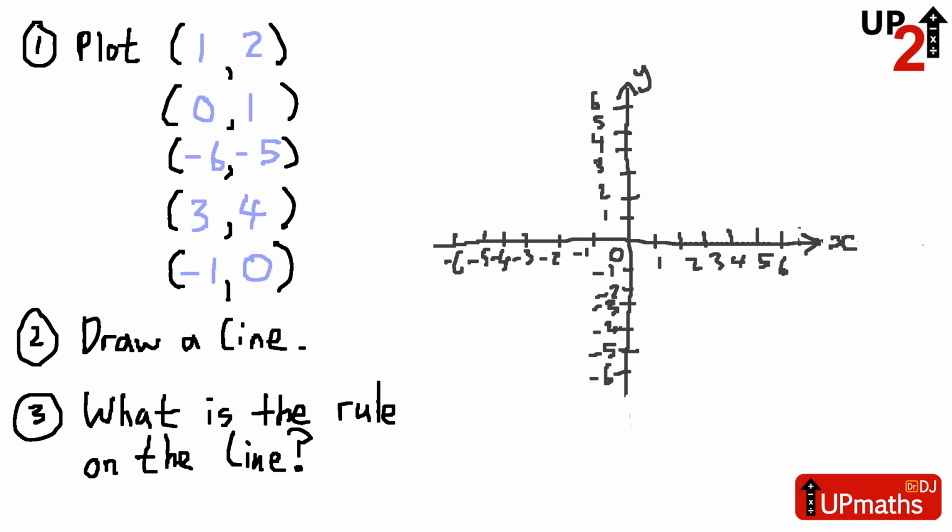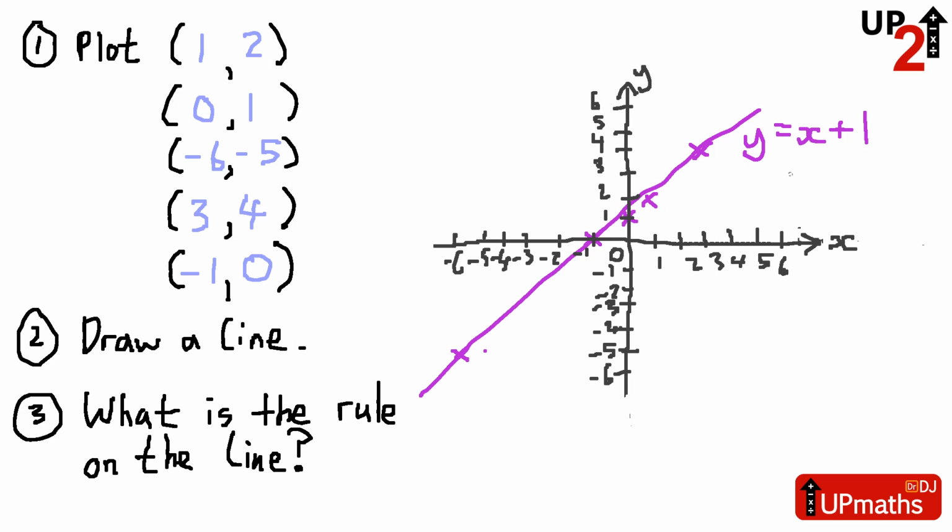One more. Have a go in your own time if you like. This one's a little bit trickier. 1, 2, 0, 1, minus 6, minus 5. Had to make sure I did the x coordinate first, which is minus 6, then the y, which is minus 5. That's why I was getting confused there. 3, 4. Right. Connect that up with a line. What's the rule on this line? Well, the rule actually is, I'll just draw it right up here, y is equal to x plus 1. y is always equal to x plus 1.